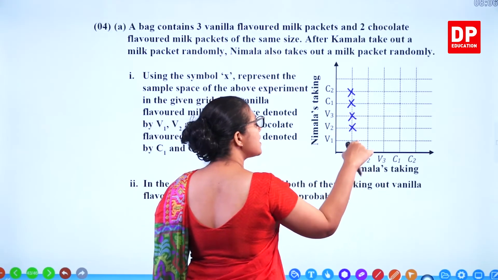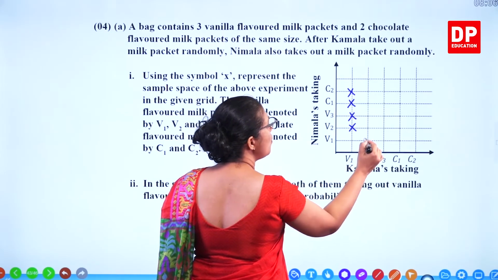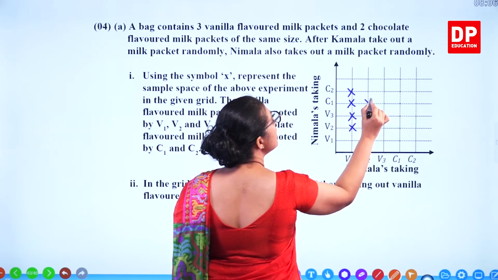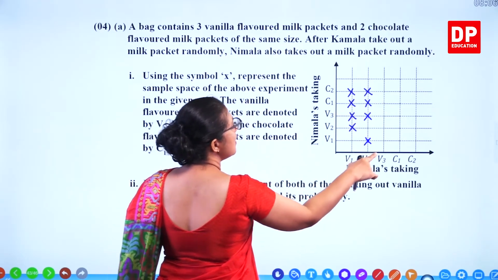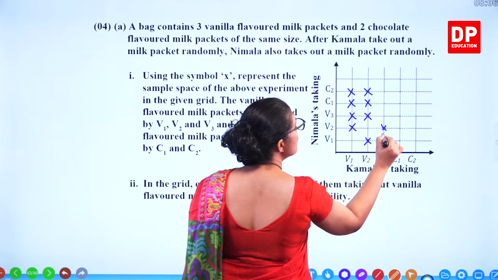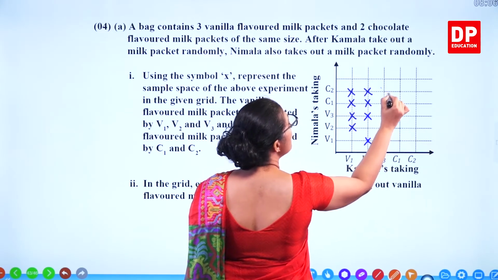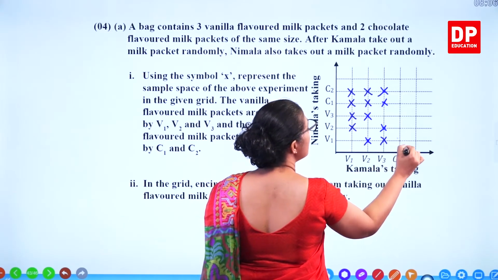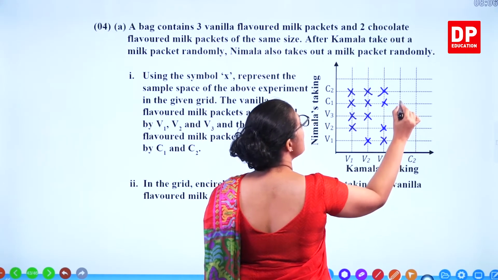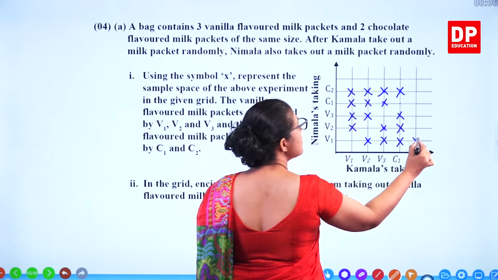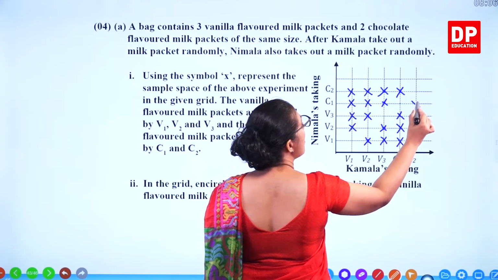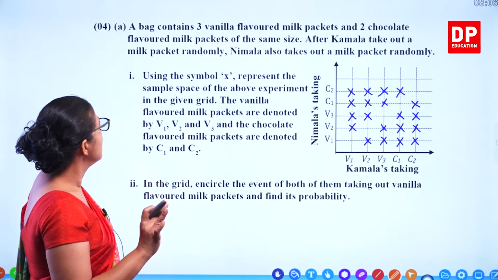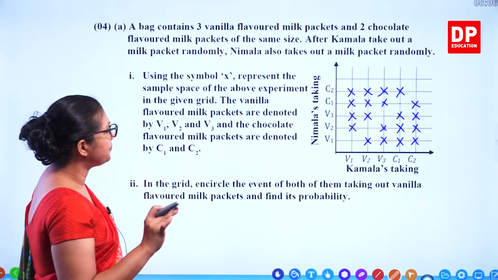If Kamala takes vanilla packet 2, Nimala can't take the same thing. So the other packets are possible. V3 is not possible for V3, that means all the other packets are okay. C1 means the chocolate one first, that means C1 you can't take again. This one, C2, you can't take again. So this is the grid sample space diagram.